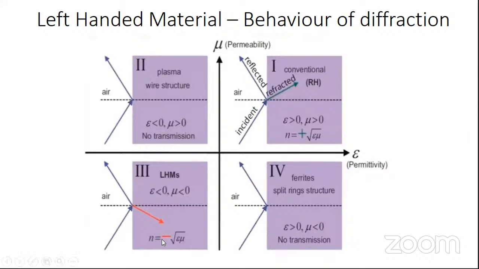Refractive index becomes minus under root of mu epsilon. The refractive index is becoming negative. What does that mean? The refracted wave will be propagating in the backward direction. You can compare the quadrant 1 wave with the quadrant 3 wave. What is the difference? This is in the forward propagating mode, whereas this is in the backward propagating mode.